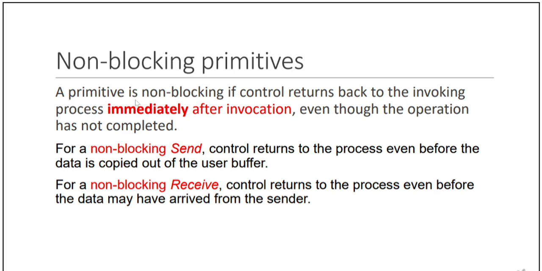A primitive is non-blocking if control returns to the invoking process immediately after the invocation, even though the operation has not completed. We are not waiting for the operation to complete. For a non-blocking send, control returns to the process even before the data is copied out of the user buffer. For a non-blocking receive, control returns to the process even before the data may have arrived from the sender. Okay, thank you.